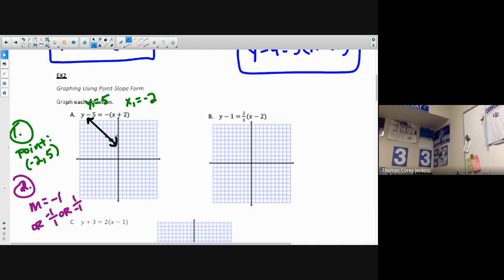Okay, let's do B, and then I'll probably save C for you. All right, so I'm going to go ahead and label everything. I want to start with my point. So y1 would be, you might think negative 1, but it's positive 1. And then x1 equals positive 2. So my starting point is 2, 1. X is 2, y is 1. That's right there on my graph. And then my slope is, this one's a little easier to tell, 2/3.